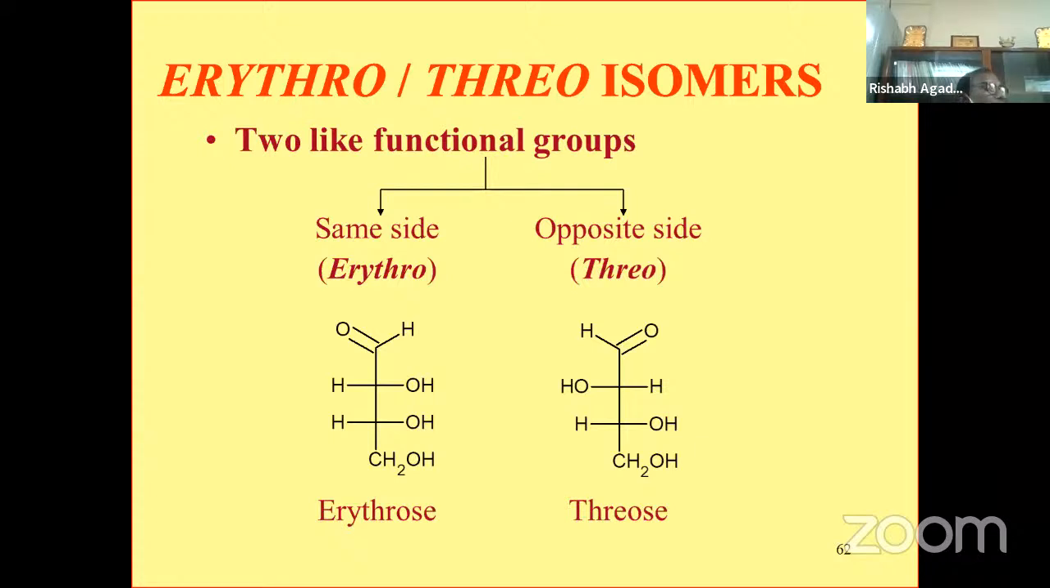From your trimer to tetramer, so at that level here it will be erythrose. And if the hydroxy groups on the chiral carbon atoms go on the opposite side, that will be called threose. So that's the orientation, threose and erythrose. So I hope you got this.